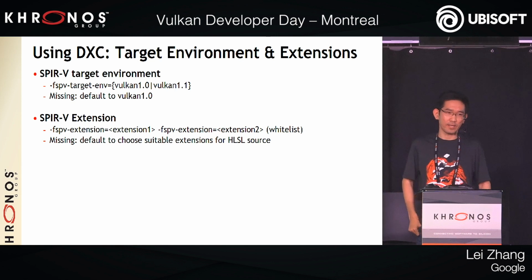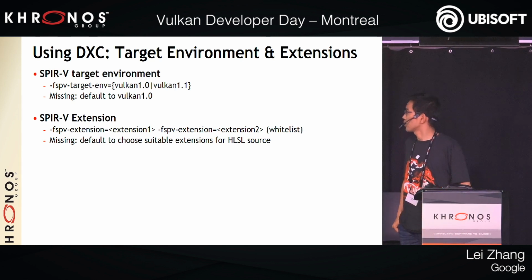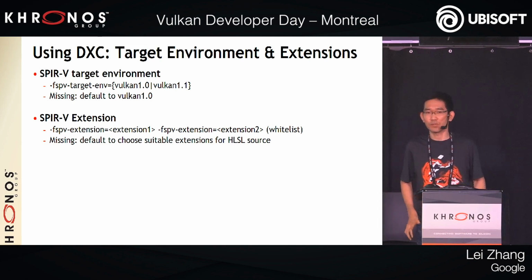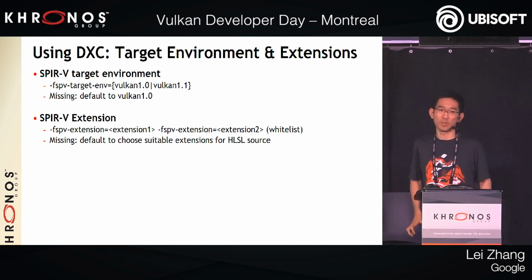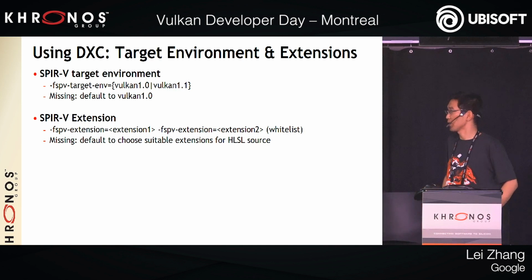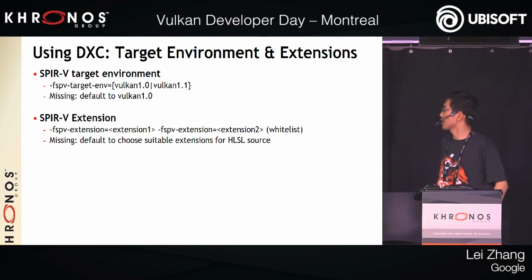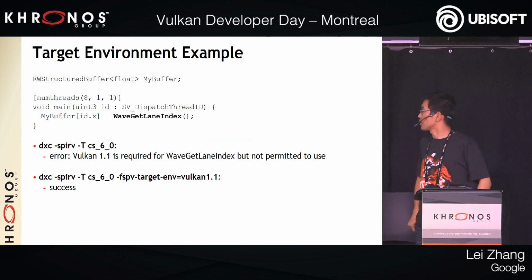By default, the compiler is targeting Vulkan 1.0. You need to specify -fspv-target-env to change that. And by default, the compiler just selects whatever suitable extension for your input HLSL, because I think if you give me the HLSL you surely want it to be compiled. No need to indicate I need this extension anymore. But sometimes if you want to manually control what extensions can be used, you can use -fspv-extension to whitelist allowed extensions.